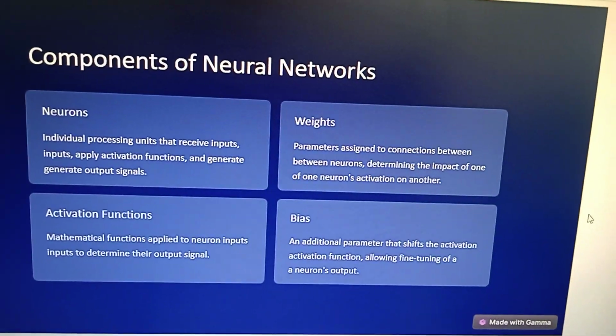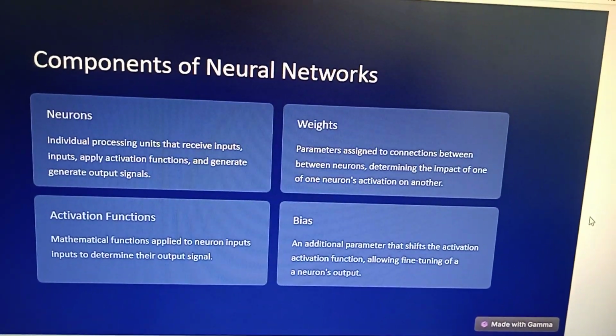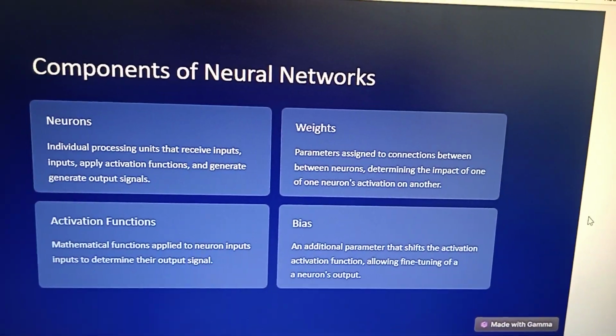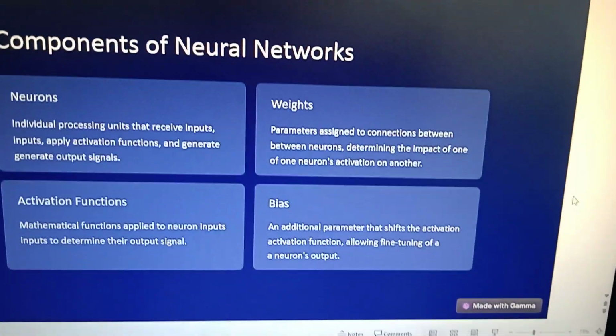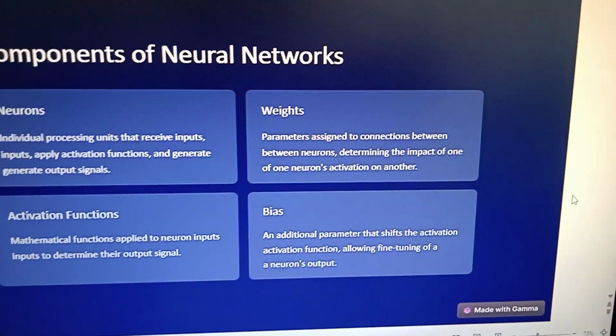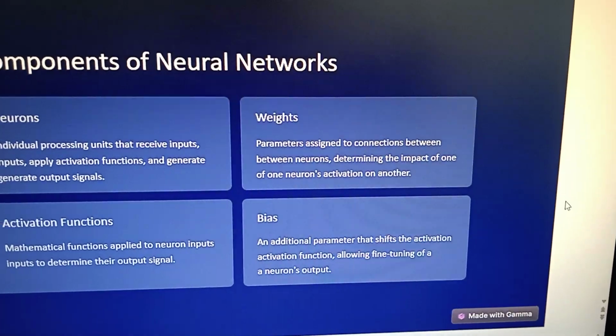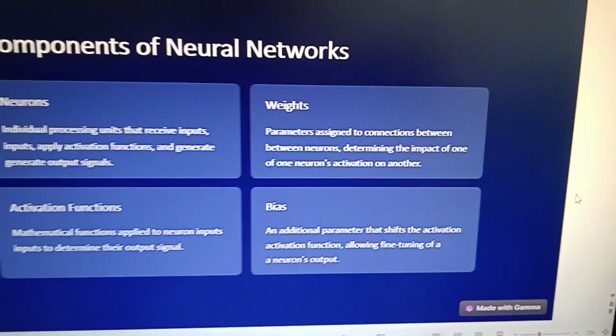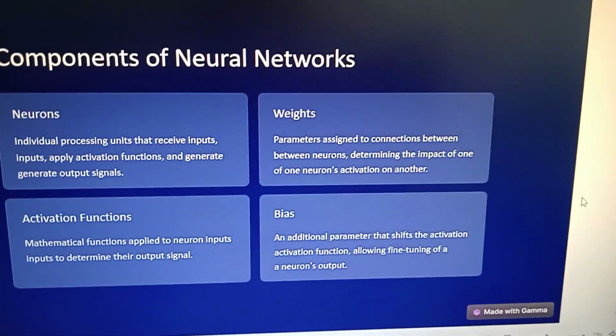Activation function is nothing but a function that is mathematically responsible and it is applied in the neuron's input. And when we talk about bias, it is an additional parameter जो कि हेल्प करता है आपके एक्टिवेशन फंक्शन को शिफ्ट करने में. It is actually responsible for fine tuning of all the neuron outputs.